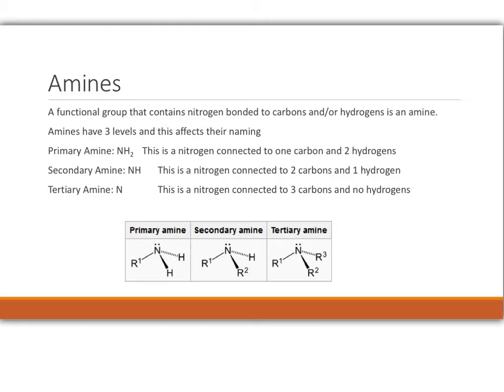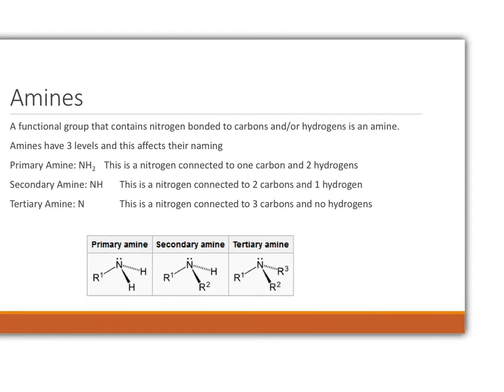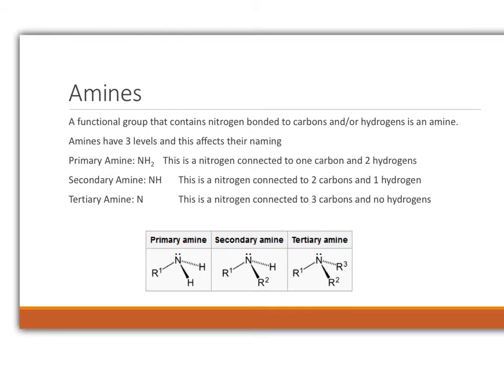Okay, there are primary amines, which are going to have a single carbon bond and have two hydrogens attached to it. There's secondary amines, which are going to have two carbon bonds with only one hydrogen attached to it, and then tertiary amines, which have three carbons and no hydrogens. Okay, so to kind of give you a picture of what they look like down at the bottom.